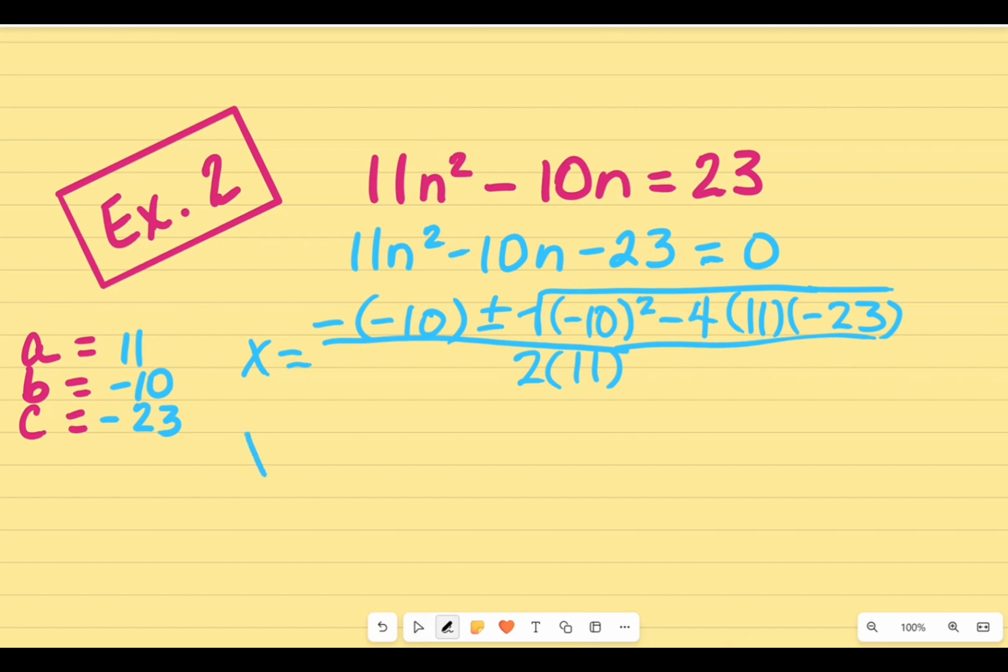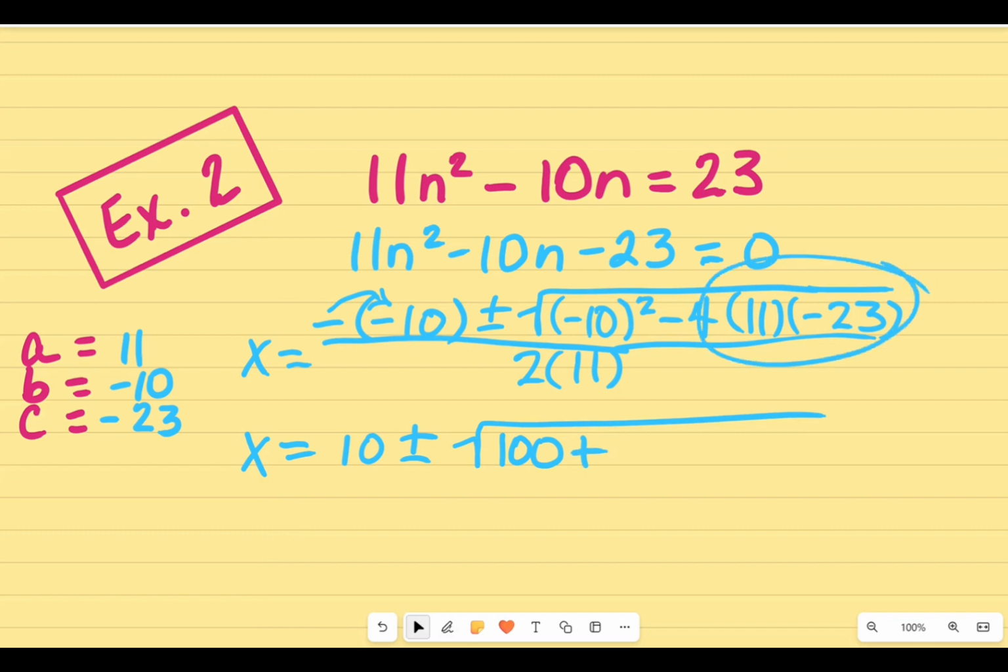And now I'm just going to keep simplifying. Well, a negative times a negative, we'll change that to a positive 10, plus or minus the square root of a negative number squared is simply a positive number. So make sure when you're using the calculator that you use your parentheses. Otherwise, it's going to give you the wrong answer. Now, negative times a negative is going to result in a positive. Don't forget that. But I have to multiply all of these numbers together.